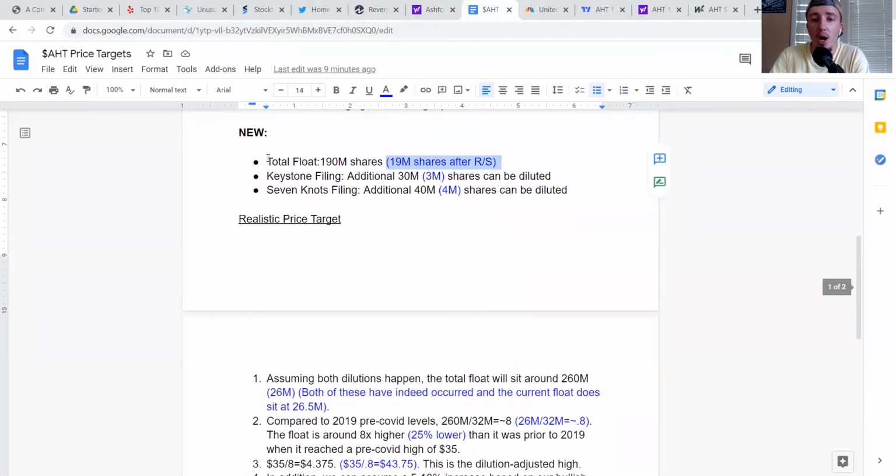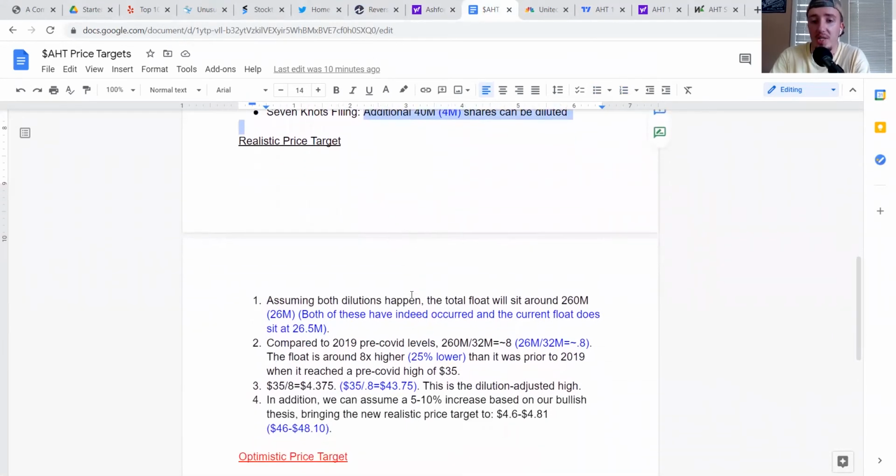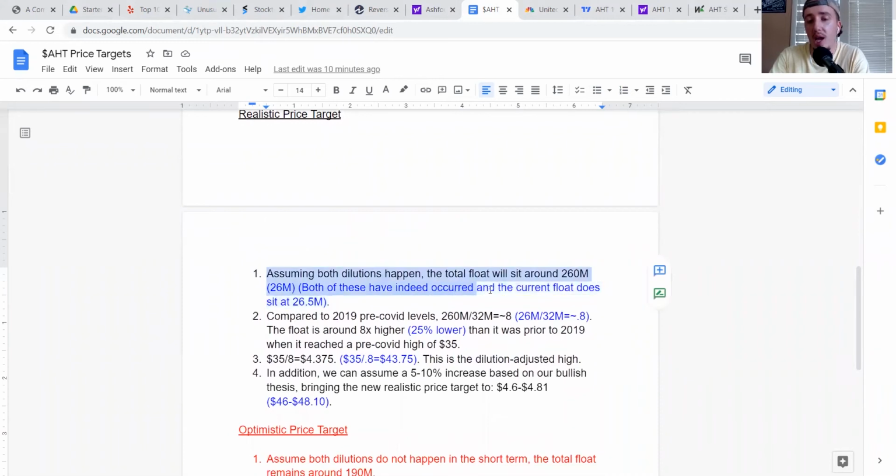So prior to any filings and dilutions, about a month ago when I last went over this, we were sitting at a float of 190 million shares, which is 19 million shares after a 1-to-10 reverse stock split. There were also two filings that hadn't been diluted into the equation yet. There was the Keystone filing that came out in May, where an additional 30 million, or 3 million shares after the reverse stock split, could be diluted, and also the 7 knots filing that allowed for 40 million, or 4 million currently, shares to be diluted. And those dilutions both have already happened. They've both already been priced in. And we can see that because assuming both dilutions happened, we calculated that the total float will sit around 260 million, which translates to 26 million after the reverse stock split is factored in.